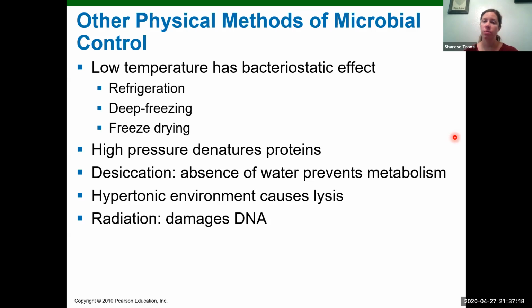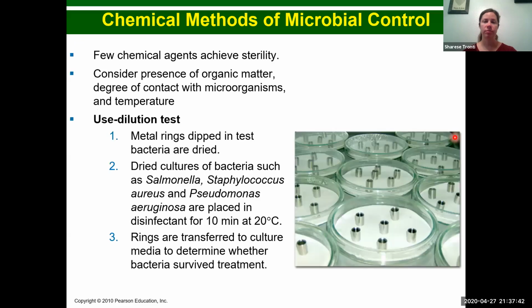Also high pressure will denature proteins. Desiccation, so remember desiccation is drying it out. A dry environment will prevent metabolism of microbes. A hypertonic environment will cause lysis. And radiation, for example UV radiation, will damage microbial DNA. So those were physical methods of microbial control, and now we're going to move towards looking at chemical methods of microbial control.